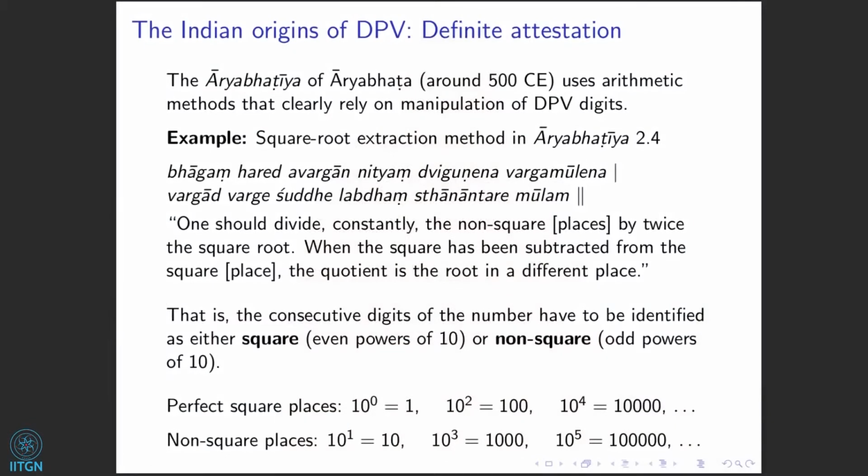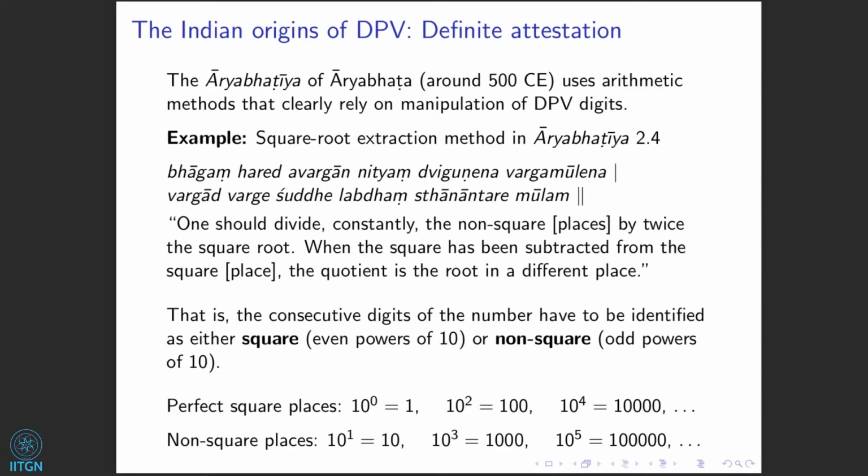So the perfect square places in a decimal number include the 10 to the zeroth place, the units, 10 squared, or the hundreds, since 100 is a perfect square, 10 to the fourth or 10,000, and so on. The odd places are non-square: 10 to the first, 10 to the third, 10 to the fifth. These are all not perfect squares.